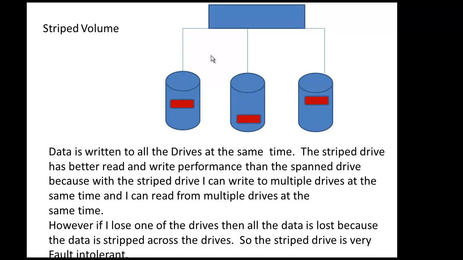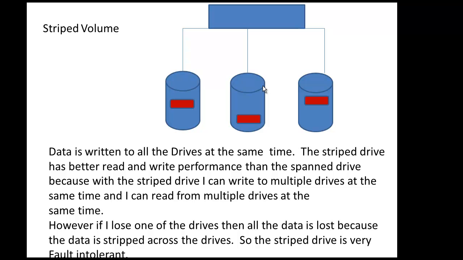Because the data is striped across the disks, if I were to lose one of these disks, if one of these disks went bad, I am going to lose all of my data. Example being, if I'm saving a file and the different parts of the file are on different disks, if one disk goes down, I lose that whole file. So the stripe drive or disk is very fault intolerant.